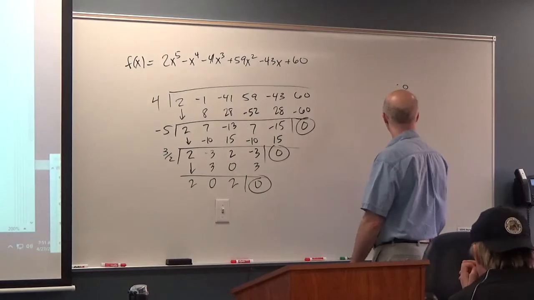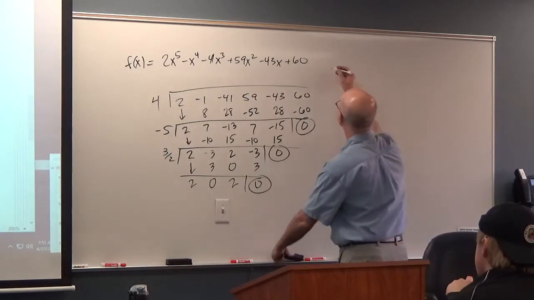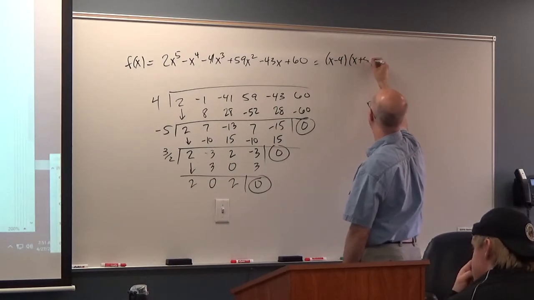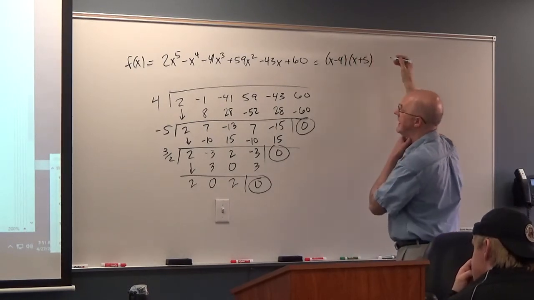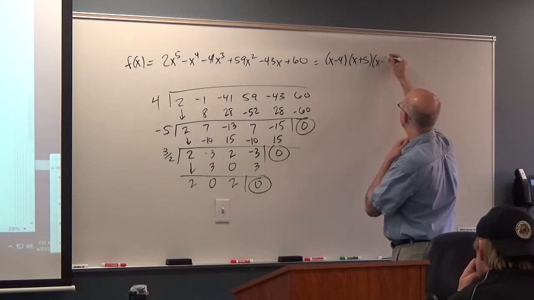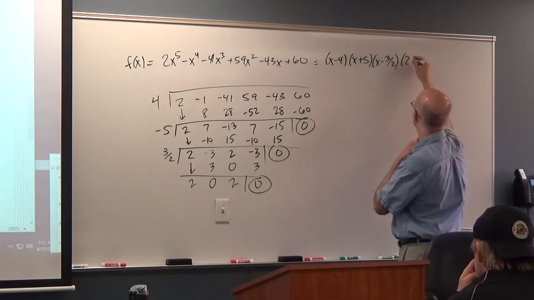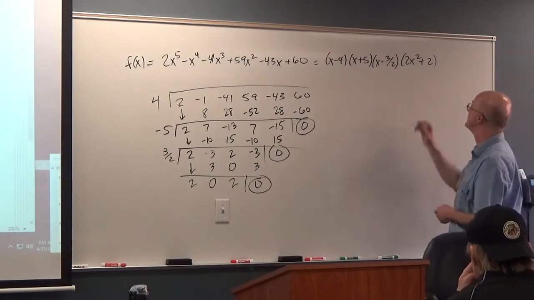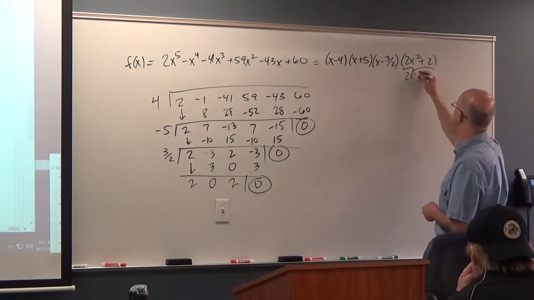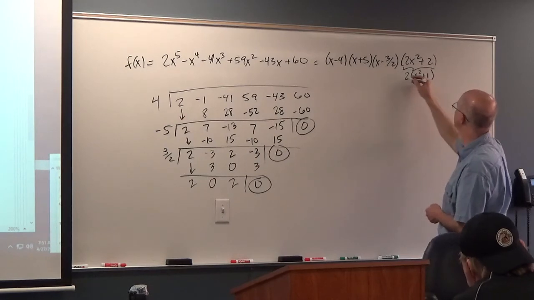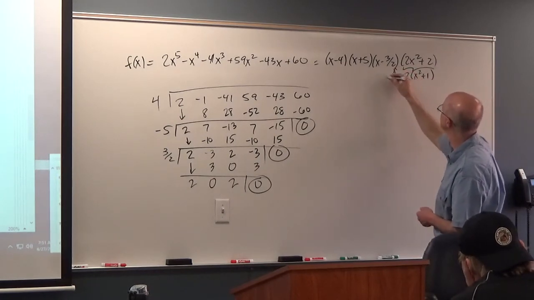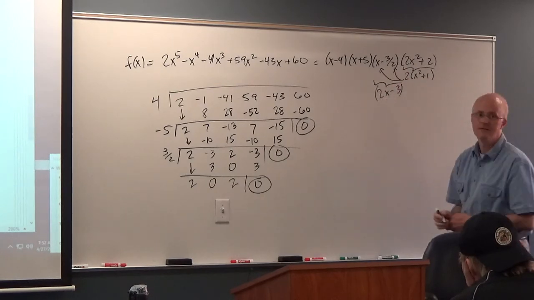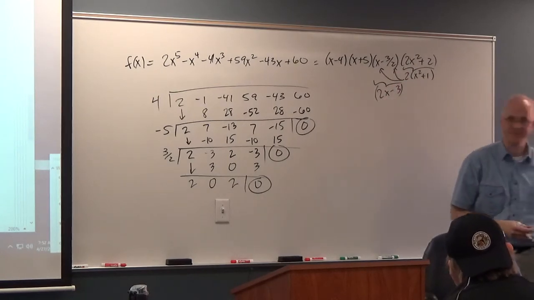And again, this is now telling you the factorization. X minus 4 times x plus 5 times x minus 3/2 times 2x squared plus 2. That's one factorization. This can be written as 2 times x squared plus 1, and then you can bring the 2 through here if you like, to write that then as 2x minus 3. Okay, either way is okay.